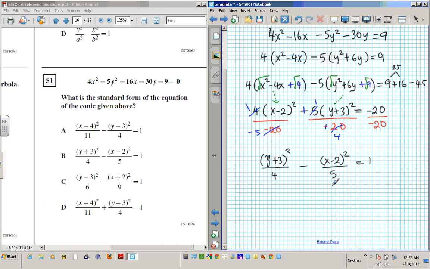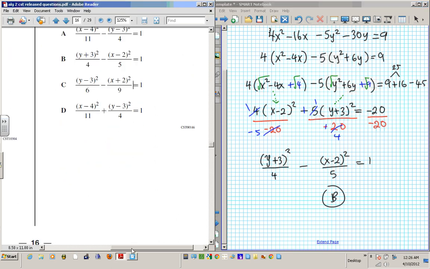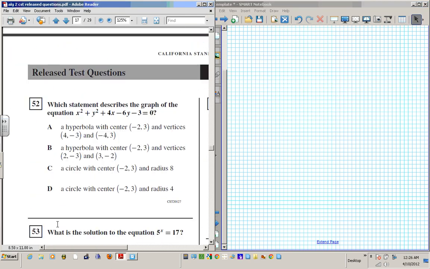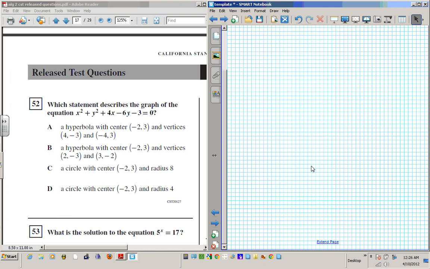Okay. All right. Now let's move on to question number 52. It says, which statement describes the graph of the equation x squared plus y squared minus 6y minus 3 equals 0? Same thing as what we just did before. This is a conic section in general form. We're going to put it in standard form and see what conic it is.